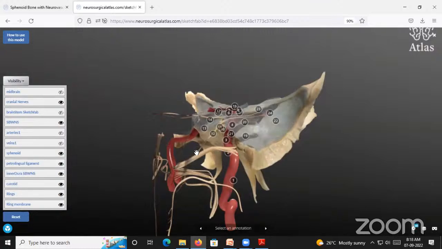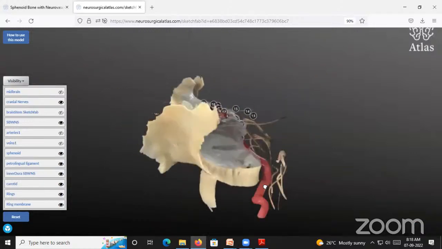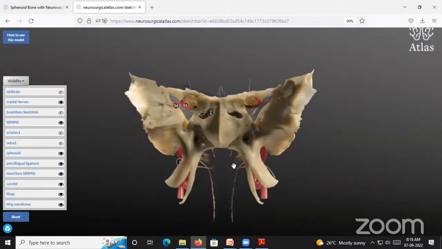Okay, this is courtesy of Neurosurgical Atlas. So as we can appreciate here, this is how we were viewing it from the front. So let's make it a little bit interactive. This is the corpus or the body of the sphenoid bone. This is known as the lesser wing of sphenoid, and this is the greater wing. We have the lateral pterygoid process, and this is the medial pterygoid process.